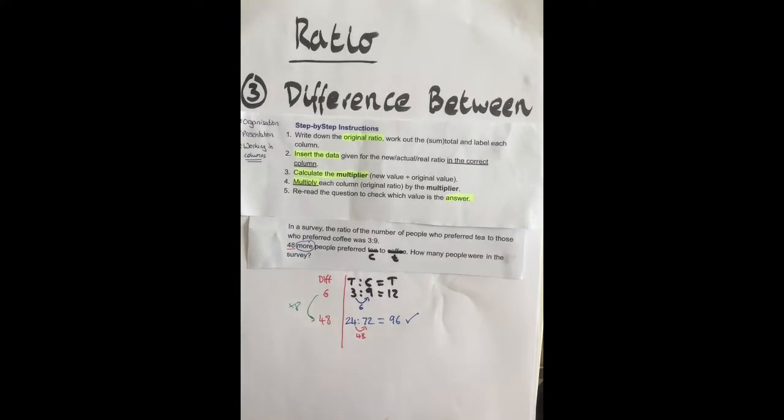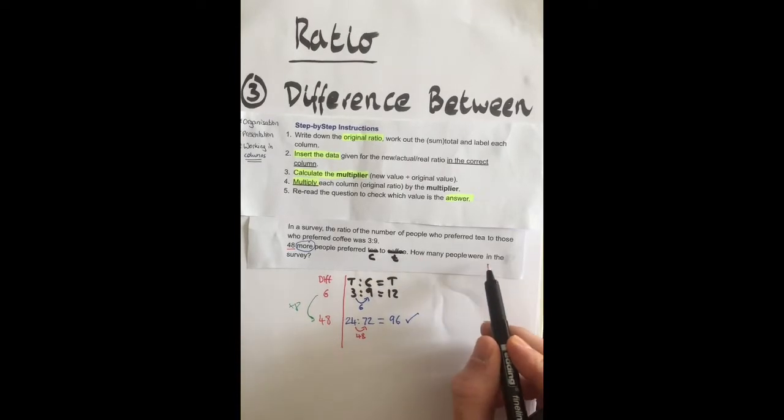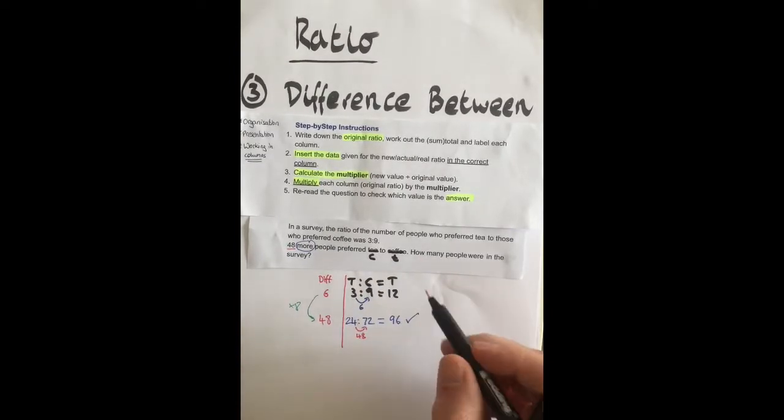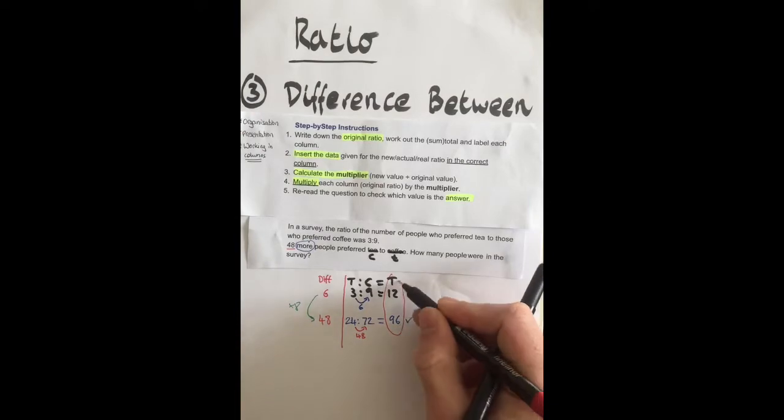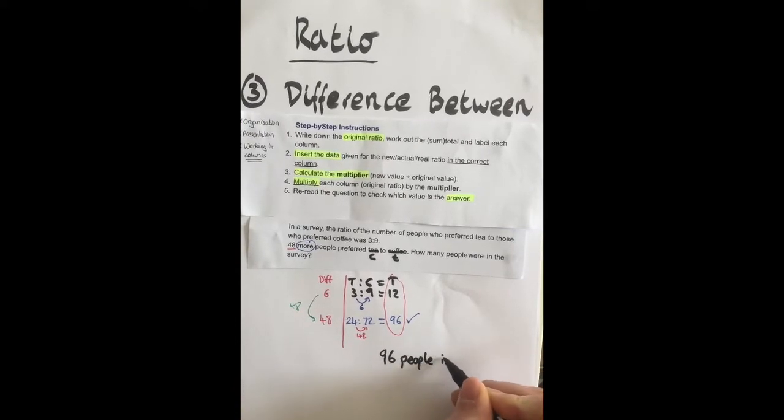So it works. Lastly, just go back to the question and check what they're actually asking for. How many people were in the survey? So that is our total. So we're looking here, and so our answer is 96 people in total.